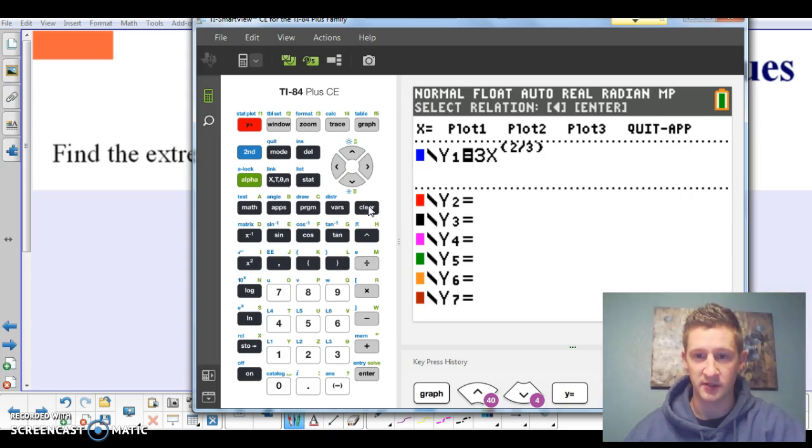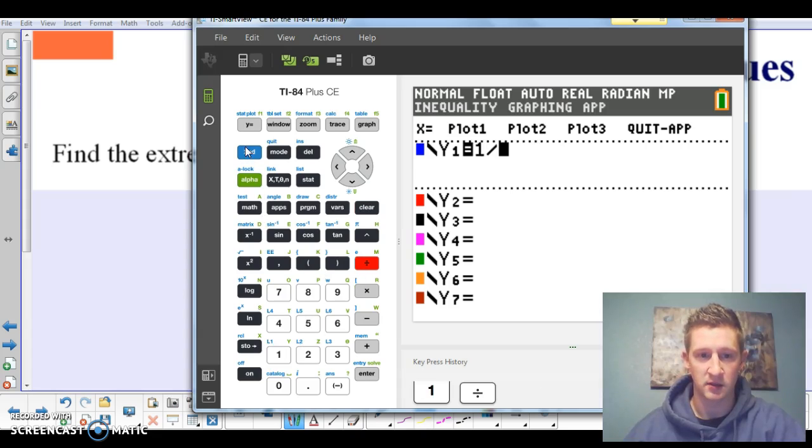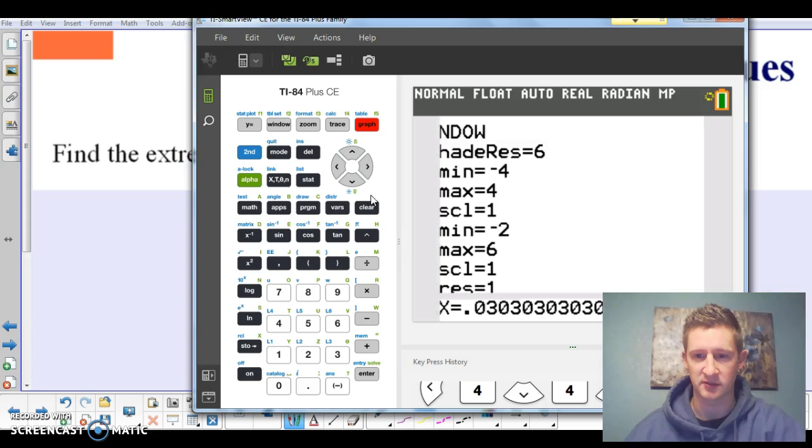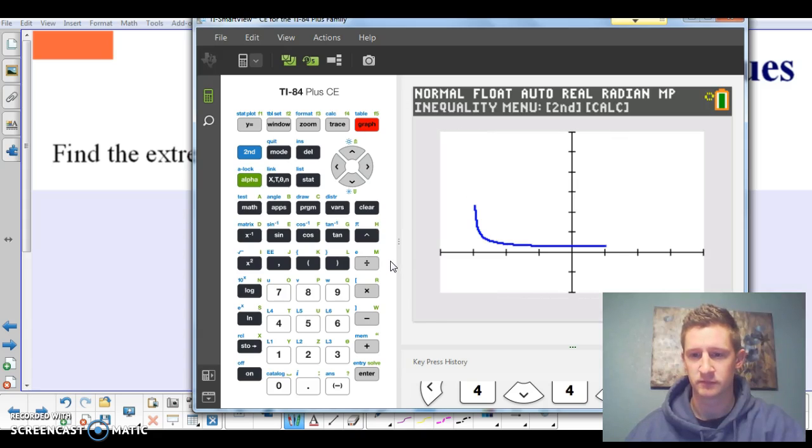So if I were to graph this particular function, we would have 1 divided by the square root of 9 minus x squared. And for my window, let's make this -4 so we can look at it. So we'll go -4 to 4, scale of 1. For my y minimum, I don't think I can be 0, but I'll just leave it at -2 to 6 and see what happens. Well, there we go. There's my curve, existing from -3 to +3.